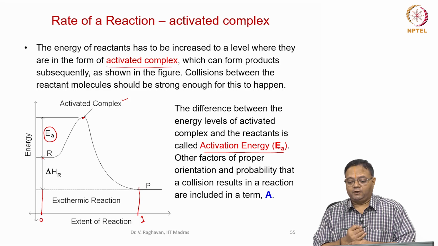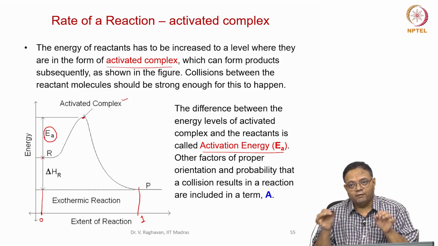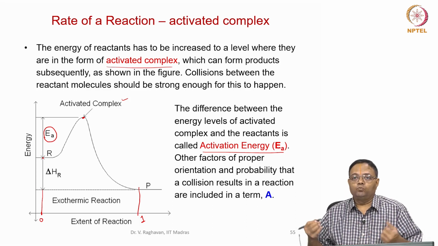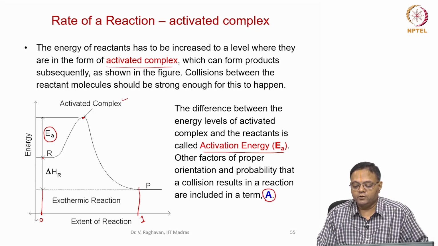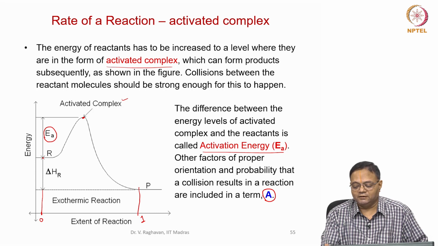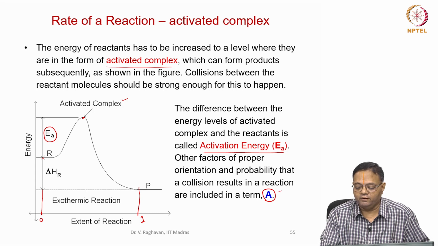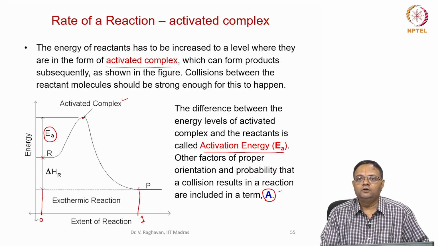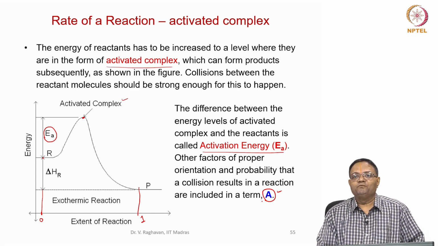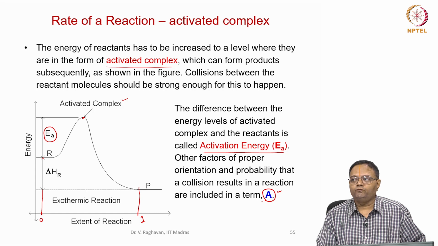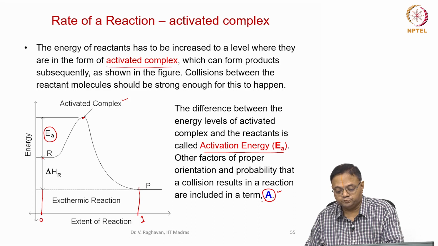Now, a properly oriented collision can be strong enough when the activation energy is supplied. But the probability that the collision will occur between CO and OH, plus O atoms, depends on a factor called A. Again, please understand that there is nothing very theoretical to find the value of A, unlike Ea, for which at least we can do that. A is the factor that takes into account orientation and the probability that the collision will result in a chemical reaction.